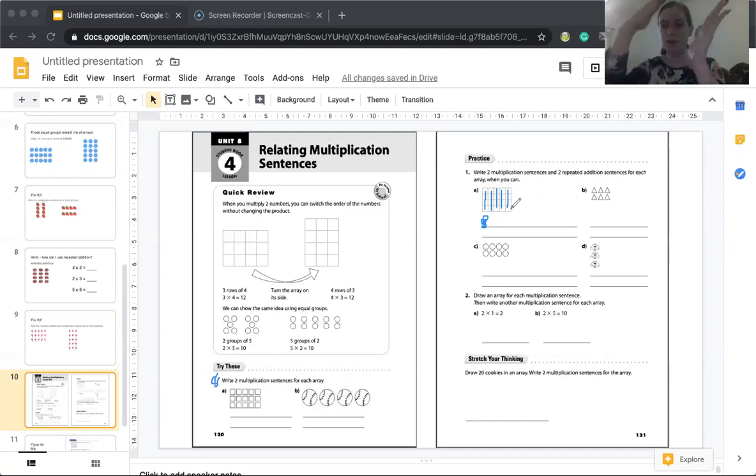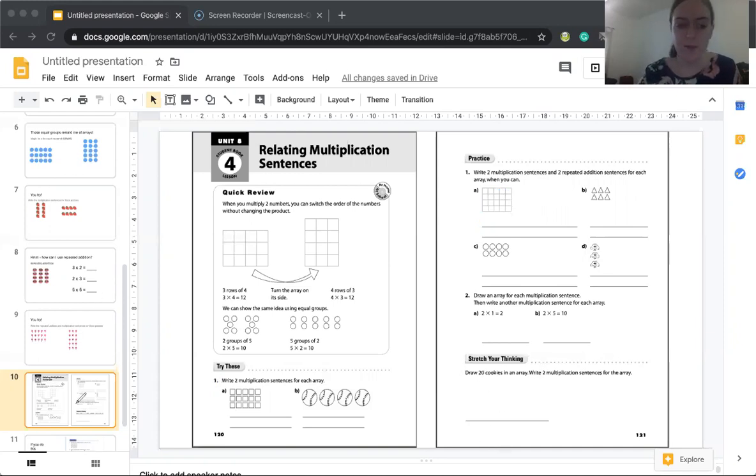Then I'm going to flip it on its side. Now I have a different number of rows and columns. Remember, those numbers have switched. So I'm going to write those ones, okay? Here you're going to draw an array and write what the other multiplication sentence would be if your factors switched. And down here is a stretch your thinking just to challenge you, okay?